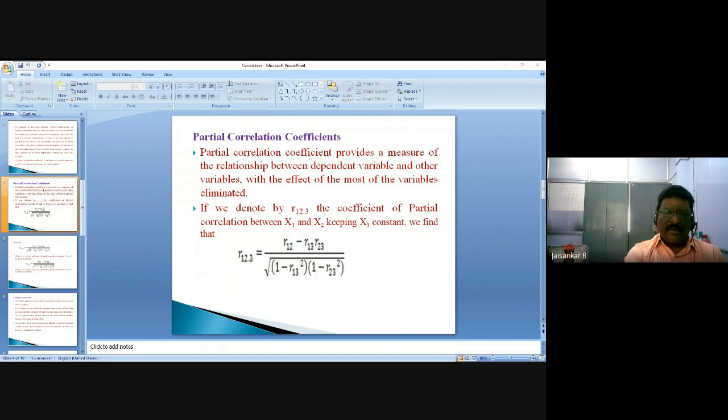All these formulas are depending on the simple correlation coefficients. Simple means small r, capital means capital R. I told you a coefficient of determination is there, but the coefficient of determination tells you something else: how much variance is contributed by all the independent variables which influence y, the dependent variable. I'll come to that concept when I teach regression.